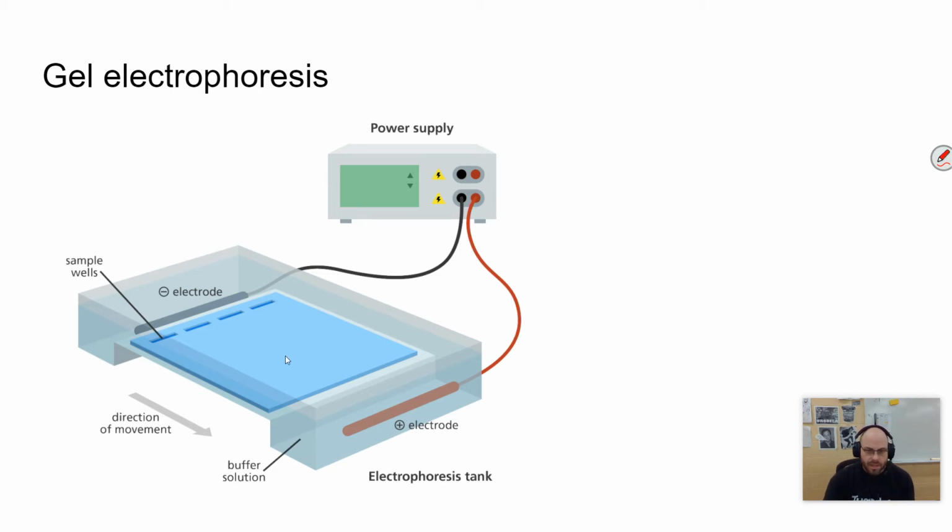This gel is not solid yet, and so the DNA is able to travel through it, and it's going to want to travel to the positive end. The idea here is that the really big pieces are going to get bogged down. They're not going to travel nearly as far, but the really small pieces are going to travel further.